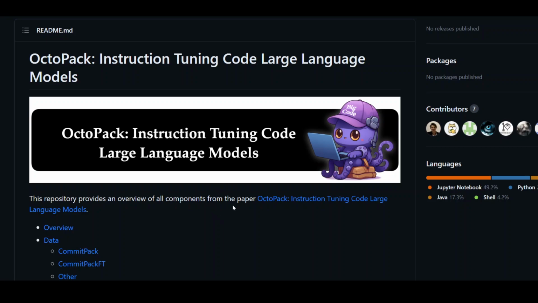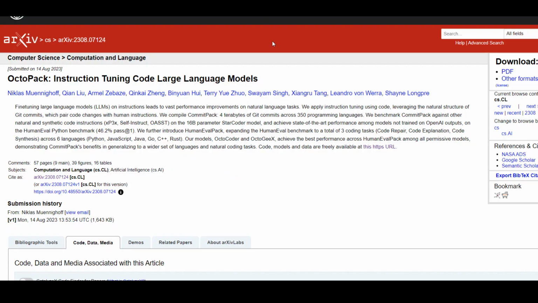On your screen, you can see this GitHub repo where they have code and a lot of other things. Plus, they have this paper where you can read through the abstract, which is very finely written.